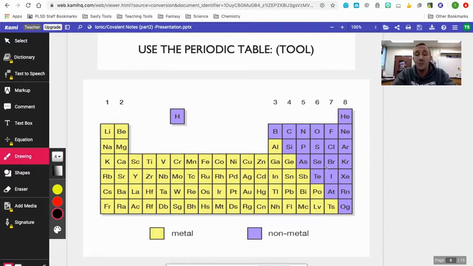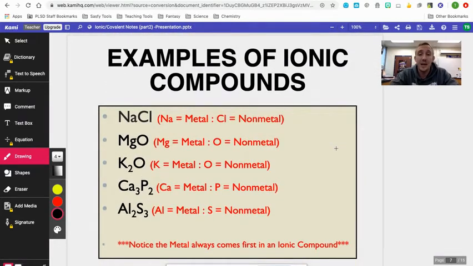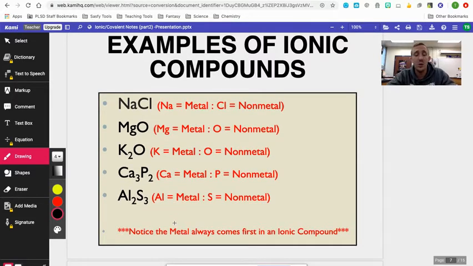So we have our metals and non-metals. It's ionic when something in yellow is bonded with something in purple. I've given you examples of ionic compounds, and you should have these in your notes already. It's when a metal is always bonding with a non-metal. If we look on the periodic table, sodium is in the yellow, chlorine is in the purple, and these will all follow the same pattern. Notice the metal always comes first in ionic. This is all review.